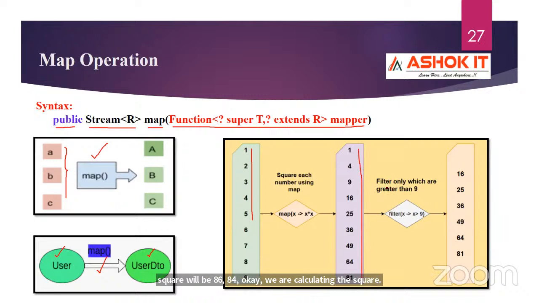After that, from these squares, I want to filter the data which is greater than 9. After applying the operation on each element of the stream, you want to filter the data, only the numbers greater than 9. In such a case, this is the result. Hope you are comfortable.